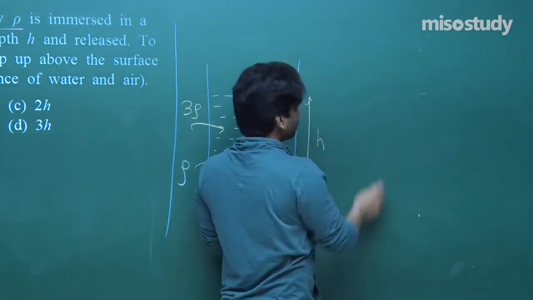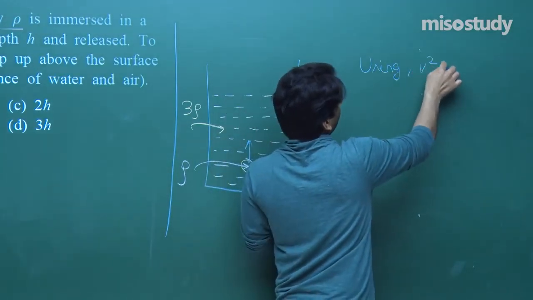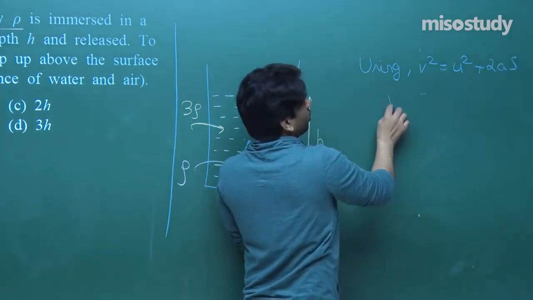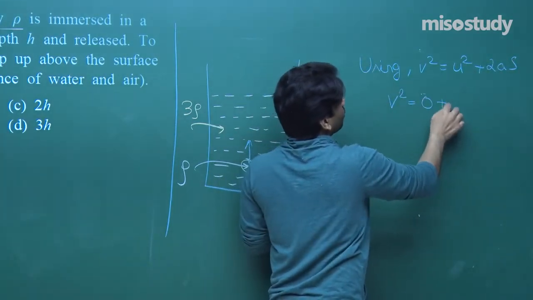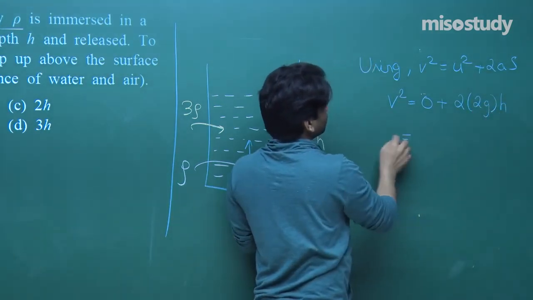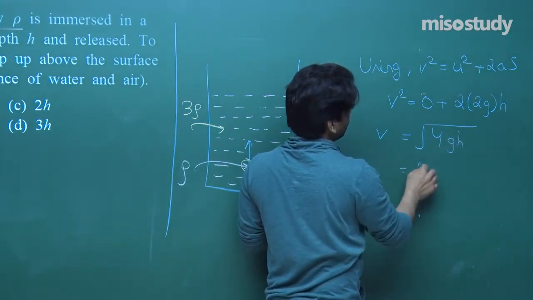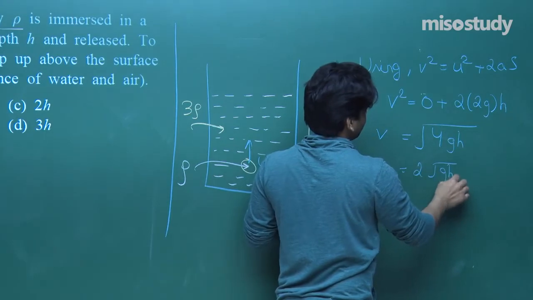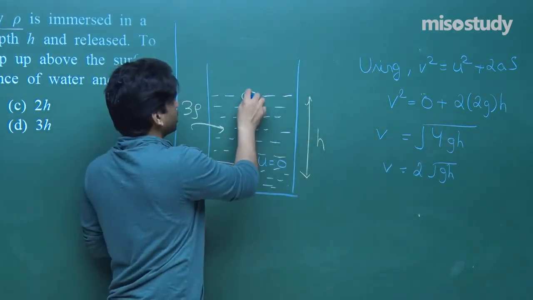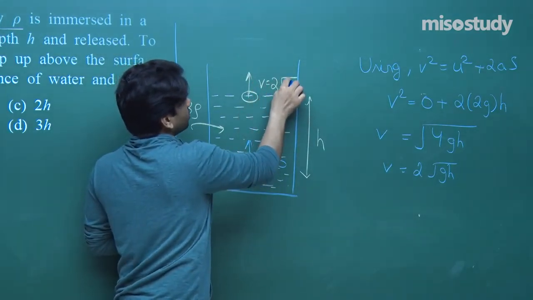Use the formula v square is equal to u square plus 2as. Here we need to find the final velocity v. Initial velocity is 0, acceleration is 2g, s is h. So v will come out to be under root 4gh, that is 2 under root gh. This is the value of v. The velocity when it reaches the surface will be equal to 2 under root gh.